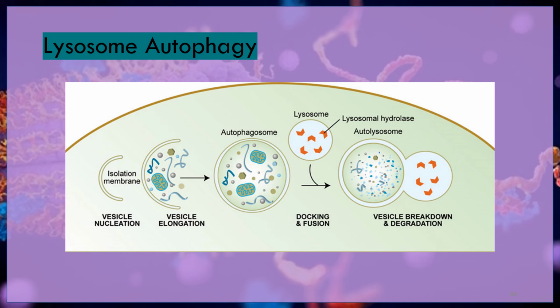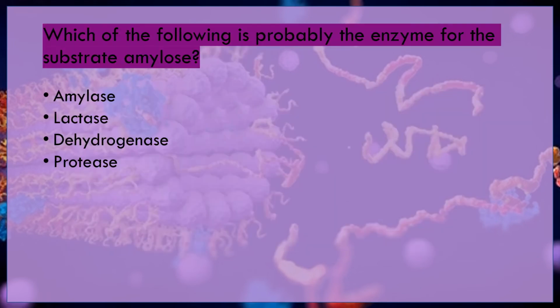In this example, a couple of questions. First, which of the following is probably the enzyme for the substrate amylose? And that would be amylase. To understand this question, the first prefix part of the word normally matches the enzyme to the substrate.